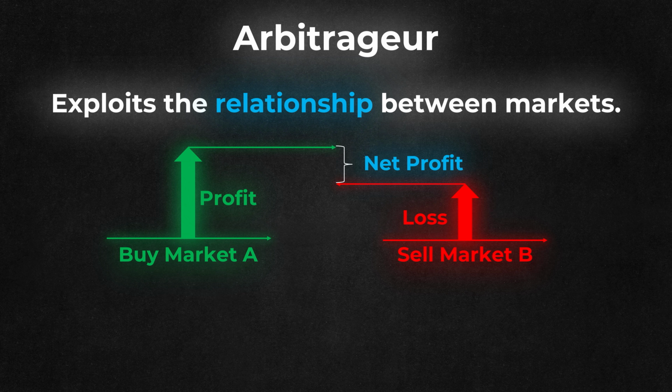So for example, if market A rises more than what market B rises, there will be a profit. The profit in market A supersedes the loss in market B. So even though the arbitrager sold market B and it went up, there is a profit.